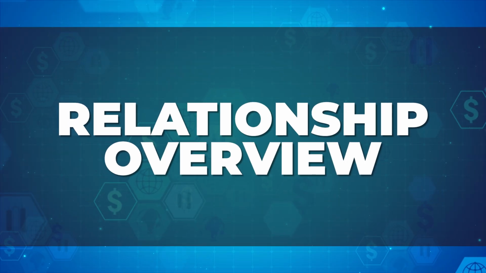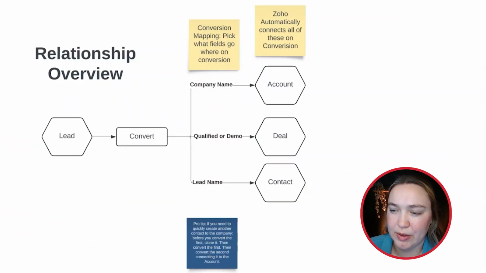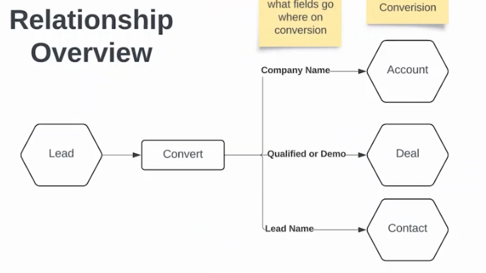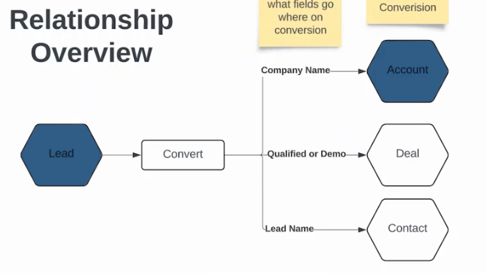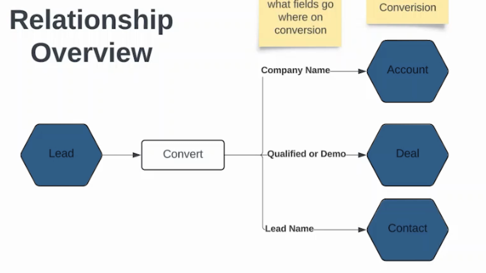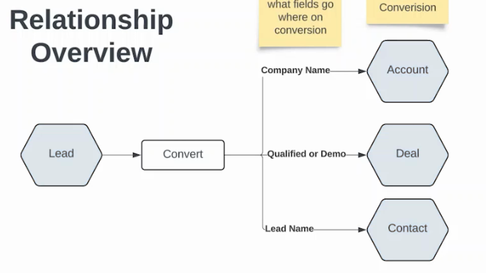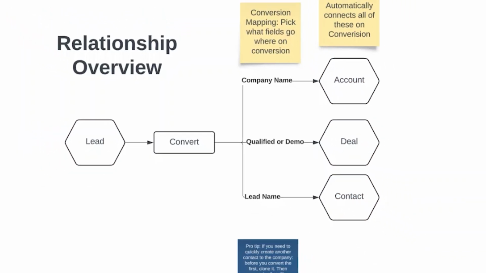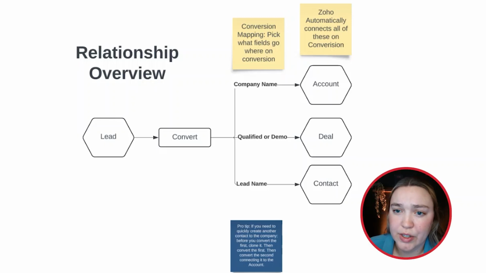All right, let's talk about the relationship overview. So this is how the main modules inside of Zoho CRM communicate to each other. So I'm talking about the leads module, account module, deals module, and contacts module. And the leads module can be converted to turn into the account, contact, and you can create a deal. The flow is critical for tracking the customer journey and understanding your conversions. Later, I'm going to show you a little bit more about what the flow is going to look like.